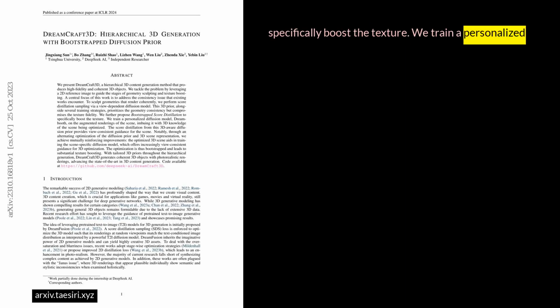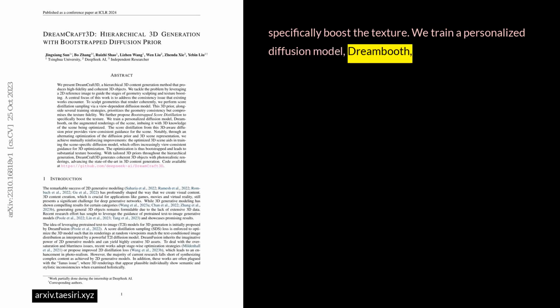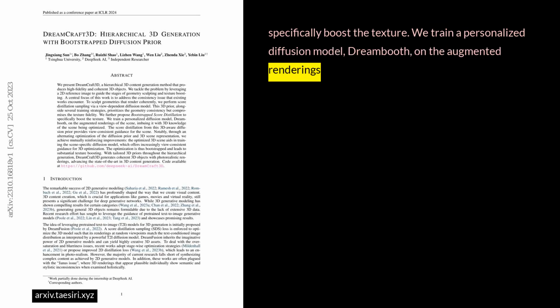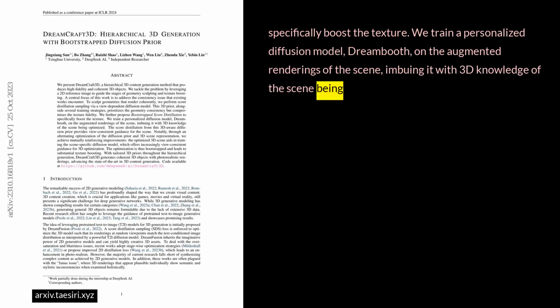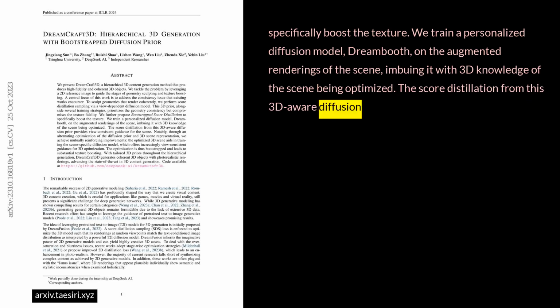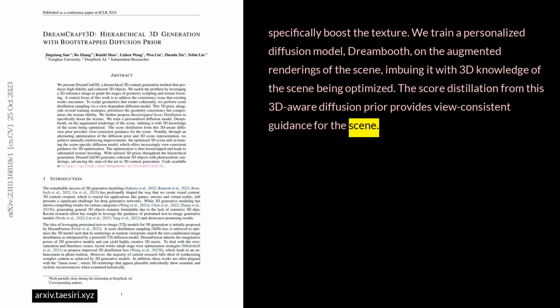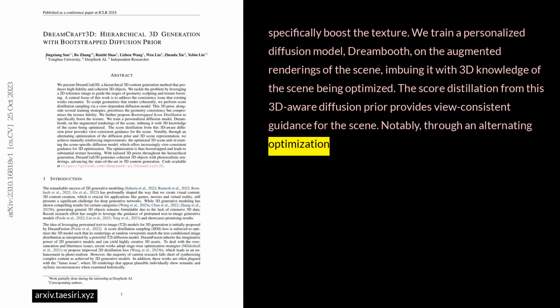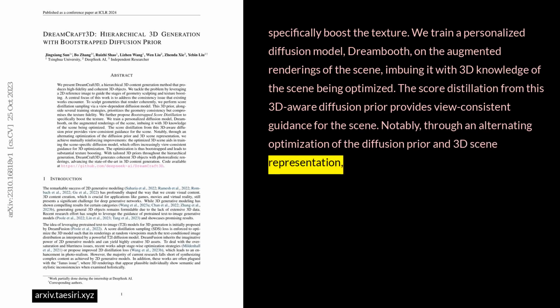We train a personalized diffusion model, DreamBooth, on the augmented renderings of the scene, imbuing it with 3D knowledge of the scene being optimized. The score distillation from this 3D-aware diffusion prior provides view-consistent guidance for the scene, notably through an alternating optimization of the diffusion prior and 3D scene representation.